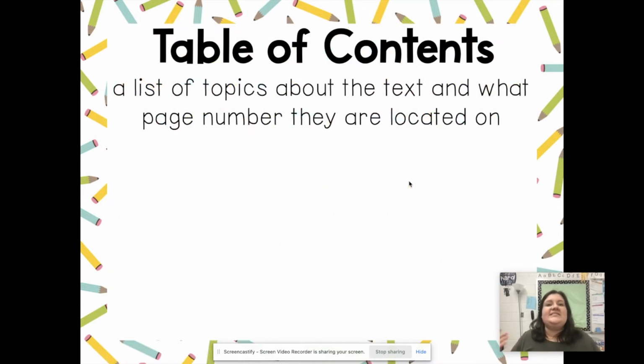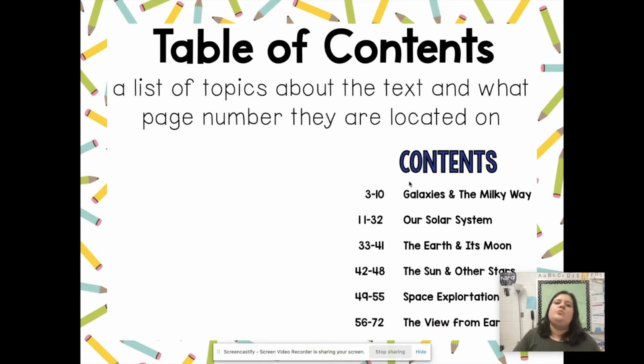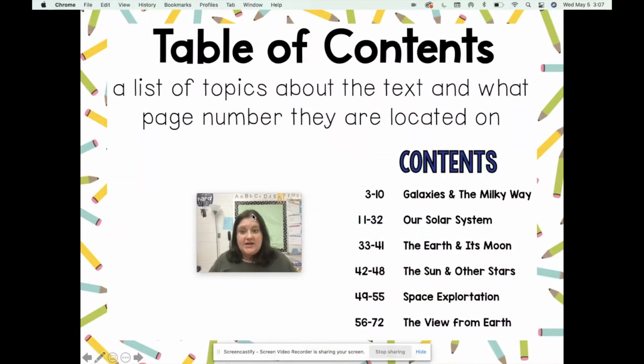This text feature is table of contents. A table of contents is a list of topics about a text and what page number they are located on. So, for example, this table of contents is from a book about space. So if I wanted to read about our solar system, I would turn to page 11, and I could read pages 11 through 32. I would be learning about our solar system. If I wanted to learn about space exploration, I would turn to pages 49 through 55. That particular chapter is about space exploration.